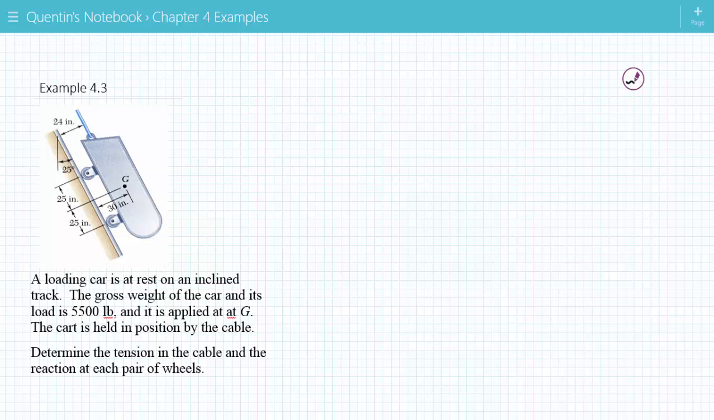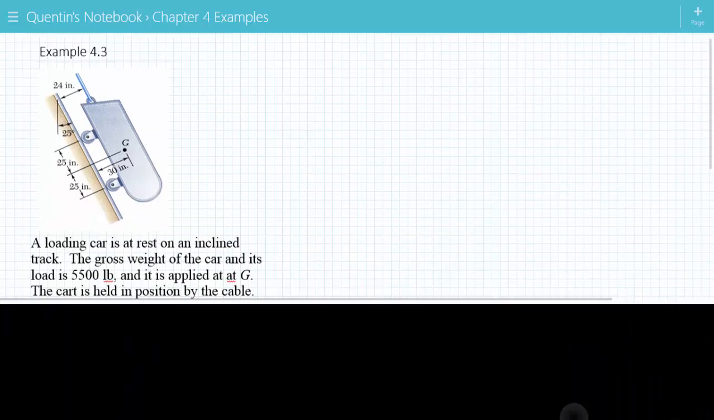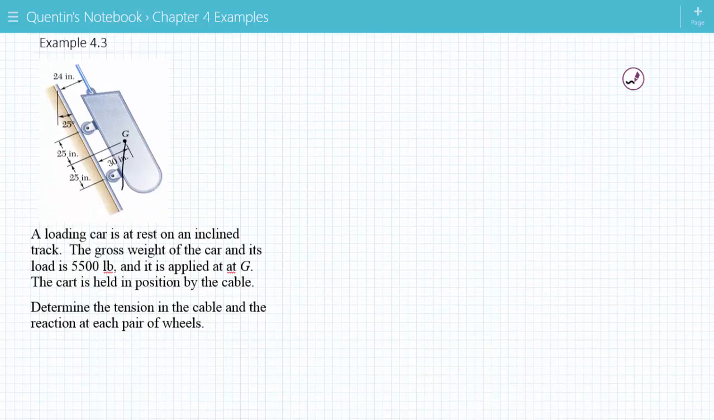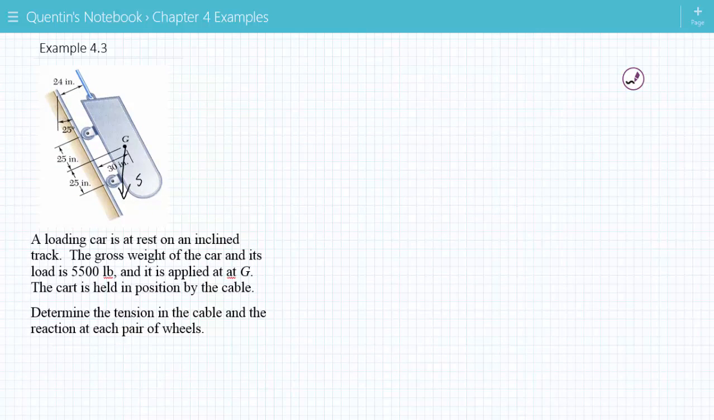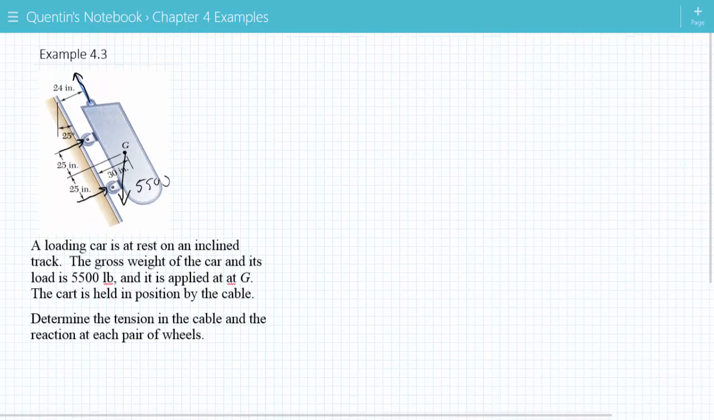Okay, let's look at example 4.3. In example 4.3, we have a loading car at rest on an inclined plane. The gross weight of the car is 5,500 pounds and it's applied at G. So right here, we have a force of 5,500 pounds. And we are supposed to find the reaction at that wheel, the reaction at this wheel, and the tension in this cable to hold this thing in equilibrium.